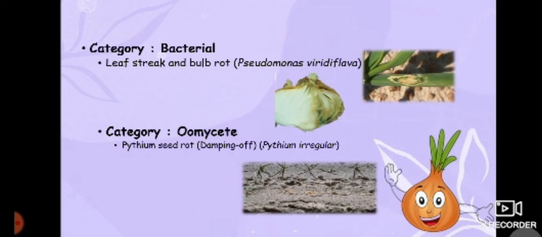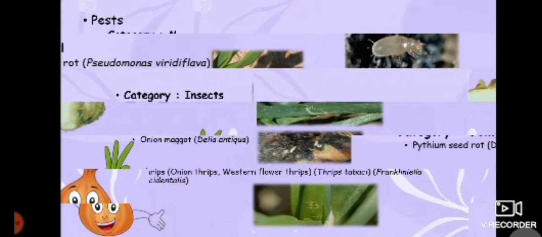The next category is the oomycetes, or the Pythium seed rot and damping off of Pythium irregulare. The symptoms: the seed is water soaked, mushy and decomposing. Infected roots are gray and water soaked. Seedlings that have already emerged prior to infection collapse and die. Older plants that become infected become severely stunted.